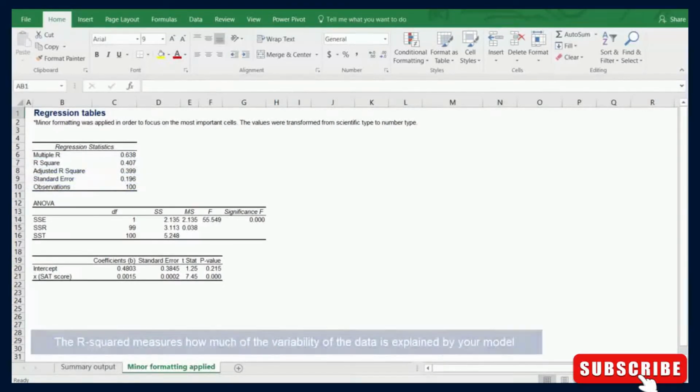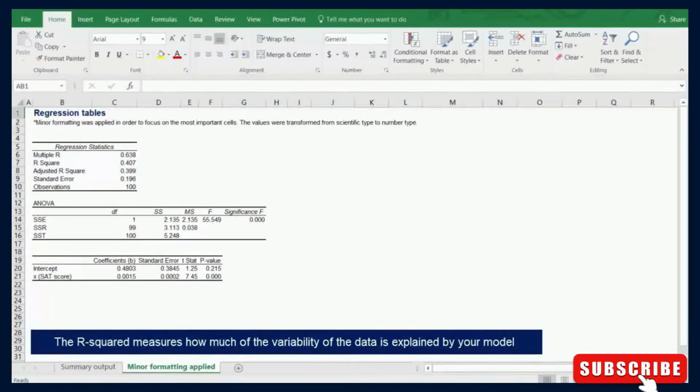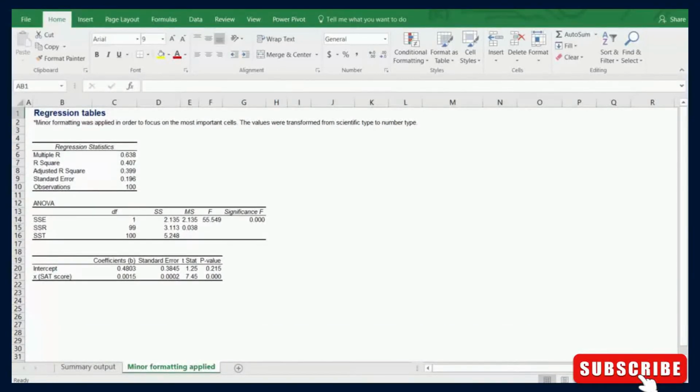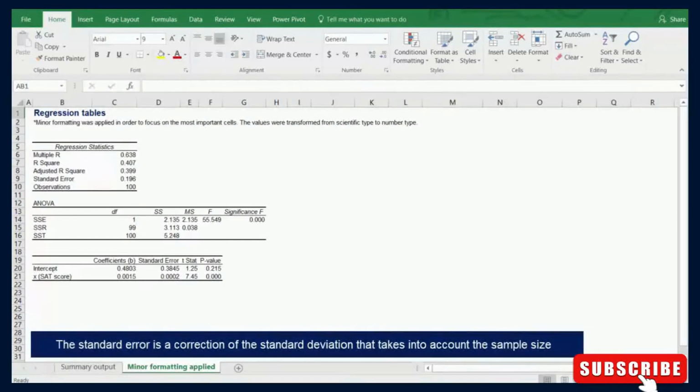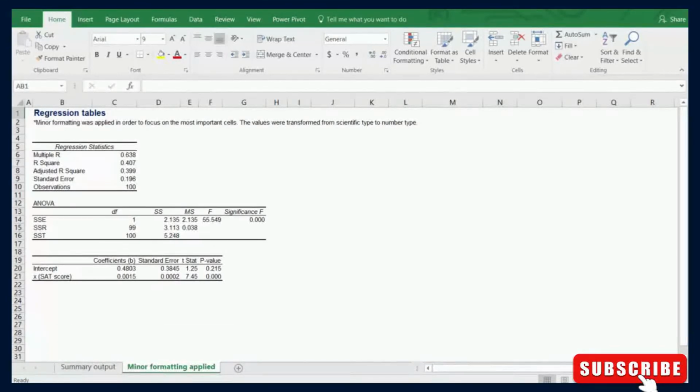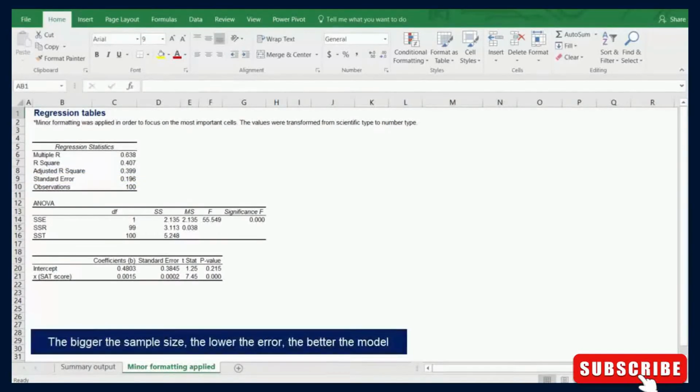We already know what the R-squared is. The standard error of the estimate, similarly to the standard errors we have seen so far, is a correction of the standard deviation that takes into account the sample size. The formula is square root of SSE divided by n-2. We will not dig deeper into this topic, but as we had with inferential statistics, the bigger the sample size, the lower the standard error, and the better the model.